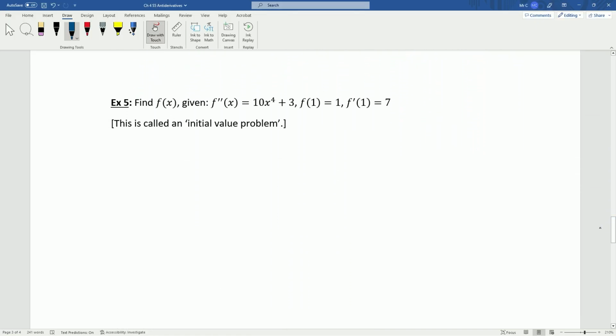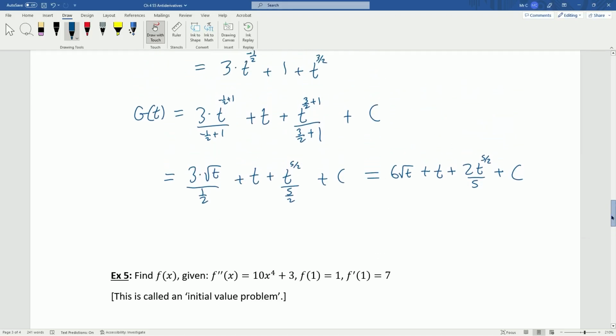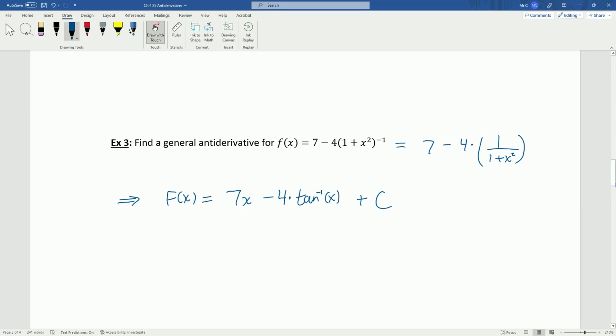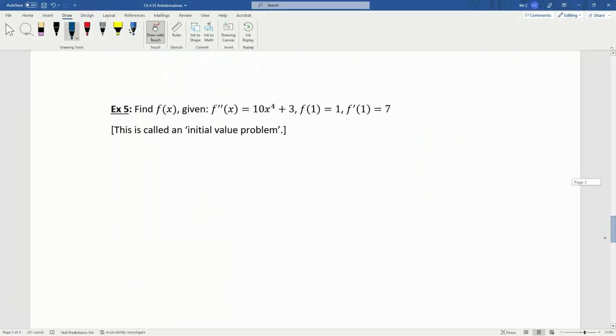Okay, so next, find f of x given that f double prime of x equals 10x to the 4th plus 3, where f of 1 equals 1 and f prime of 1 equals 7. So we call this type of problem an initial value problem. So we're finding antiderivatives, but in finding it to fill in the blank information, because what do we notice with each of these general antiderivatives? We have some unknown constant. Well, we can get rid of those unknown constants if we know the conditions for the functions we're talking about. So that's what we're doing here.